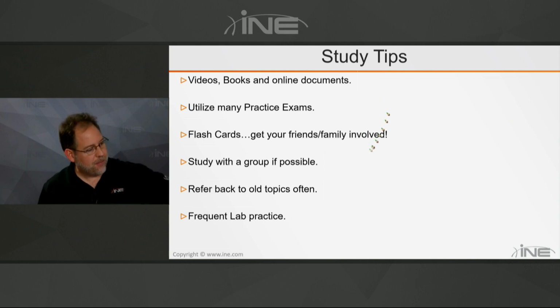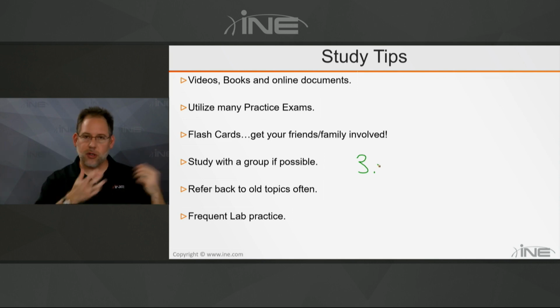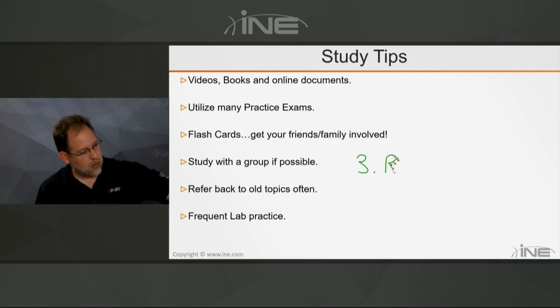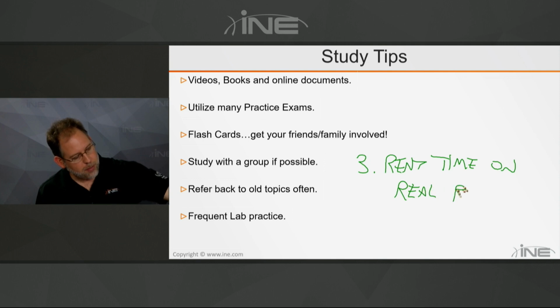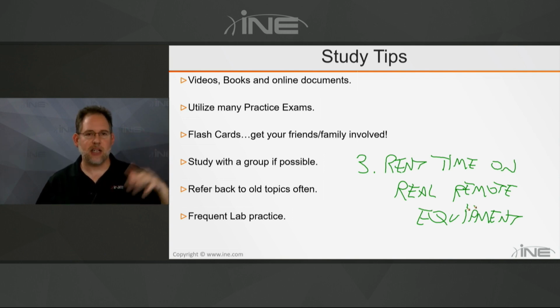So what's my third option? Option number 1 was to buy your real equipment, have your own lab. Option number 2 was to use a simulator or an emulator software. Option number 3 is rent time on real remote equipment. In other words, you're going to use your internet connection from your house or from your office or from the coffee shop, wherever you happen to be, and you're going to log in to real routers and switches that somebody is renting to you on like an hourly basis.